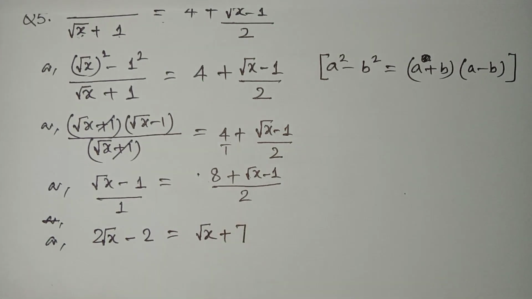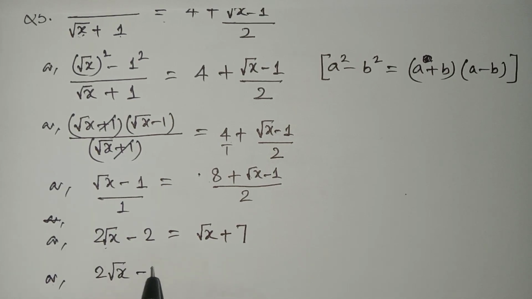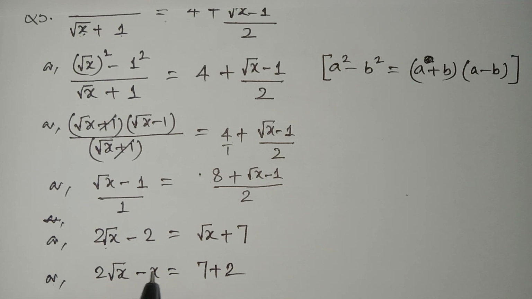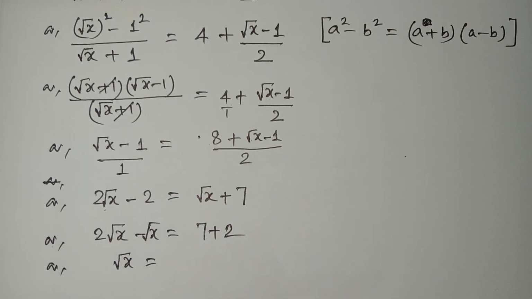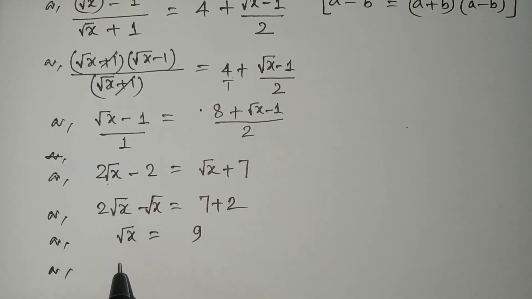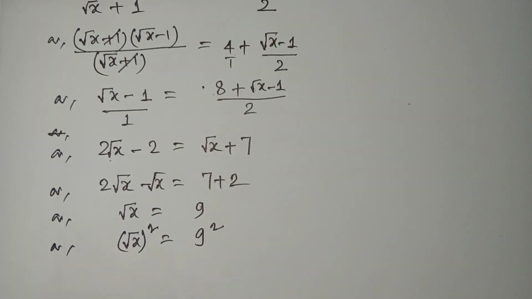Okay, so from here I'm going to bring the root x to the same side, and here I get 2 root x minus root x equal to 7 plus 2. It's similar to 2a minus a. So I have root x equal to 7 plus 2, that is 9. Since I have root x, I'm going to square both sides, and I get x is equal to 81.